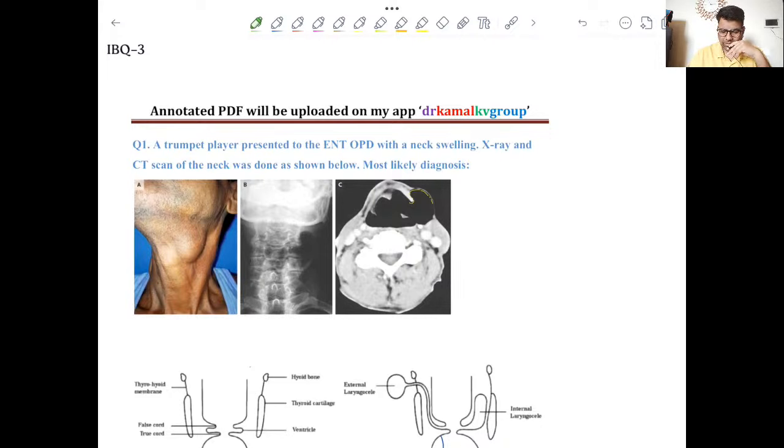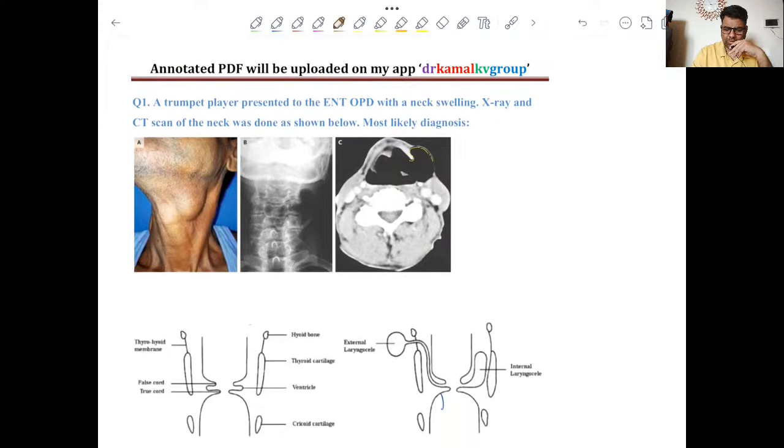Good morning, all. We will take image based questions, and the very first question is from ENT. It was about a trumpet player who had presented with a neck swelling, right? So, a trumpet player has presented with a neck swelling, and we can see the swelling here on the lateral part of the neck, and then X-ray was done and CT scan was done.